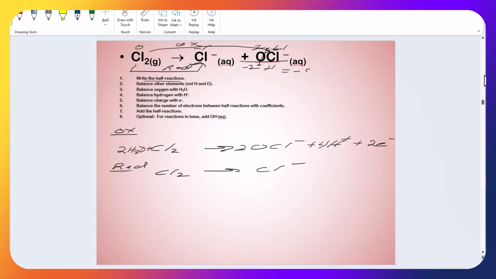Let's do the same thing over here. Well, this was easy. All I had to do was do that, and then we balance charge by adding 2 electrons. So 2 electrons added to this side.